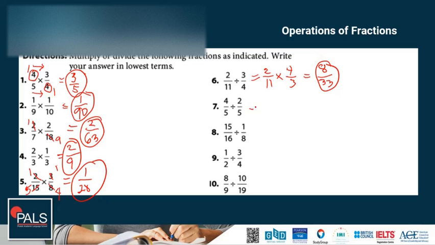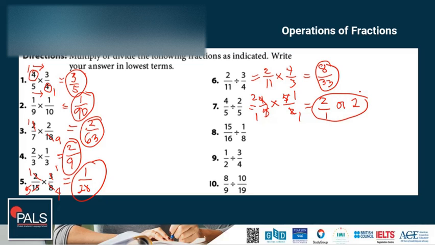Number 7 is 4 over 5 divided by 2 over 5. We can flip the second fraction. So 4 over 5 times 5 over 2. Then we can simplify by cross cancelling. 5 divided by 5 is 1. 5 divided by 5 is 1. 4 divided by 2 is 2. 2 divided by 2 is 1. Then multiply across. 2 times 1 is 2. 1 times 1 is 1. Or the answer is just 2. So this is your answer.